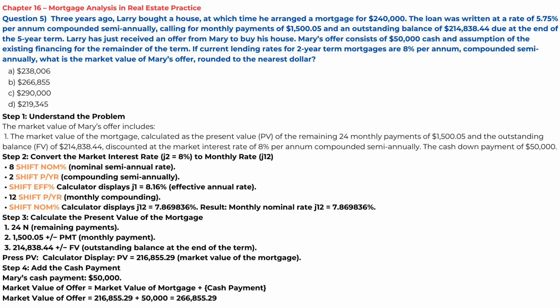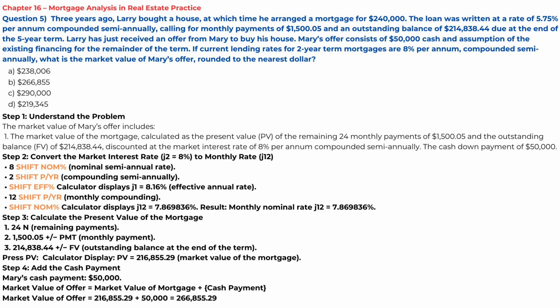8, Shift NOM, nominal semi-annual rate. 2, Shift PYR, compounding semi-annually. Shift Effective, calculator displays J1 8.16%, effective annual rate. 12, Shift PYR, monthly compounding. Shift NOM, calculator displays 7.869836%. That is J12 equals 7.869836%.